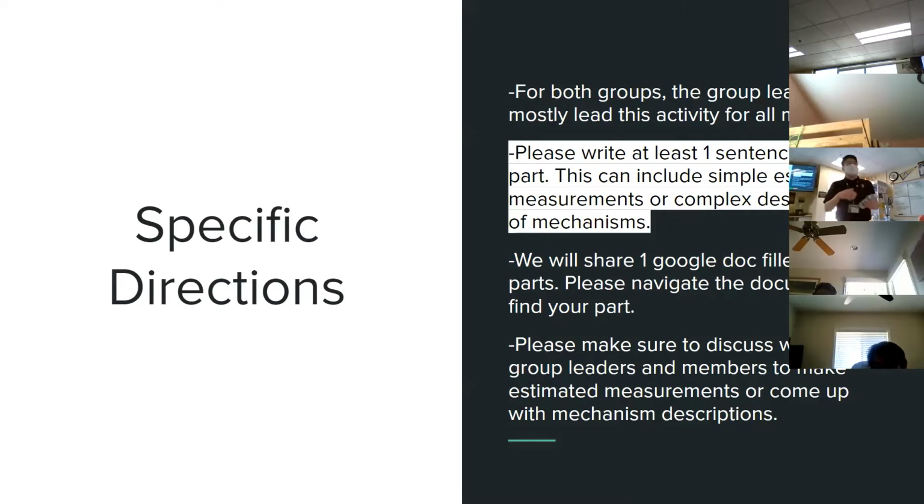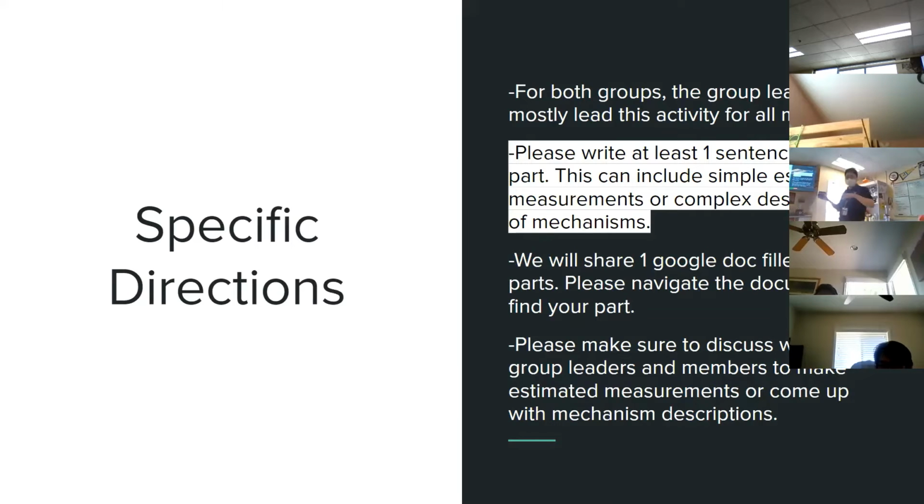So obviously these are very specific measurements, but I don't want you to have difficulty describing how long and how wide things are. I just want you to kind of estimate them. Now, I don't want you to put that burden on you alone. So that's where you have to discuss with your group leaders and members. So is there anyone who has questions with what we're going to do?